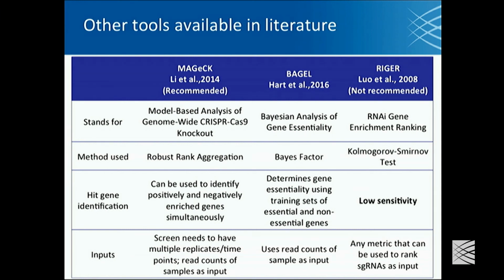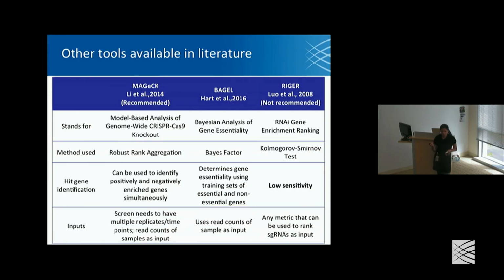The second one mentioned here is BAGEL, which stands for Bayesian Analysis of Gene Essentiality. This uses a Bayes factor and trains sets of the essential and non-essential gene sets to determine gene essentiality of every single gene in your library. And this also uses read counts for each of your sample as input.